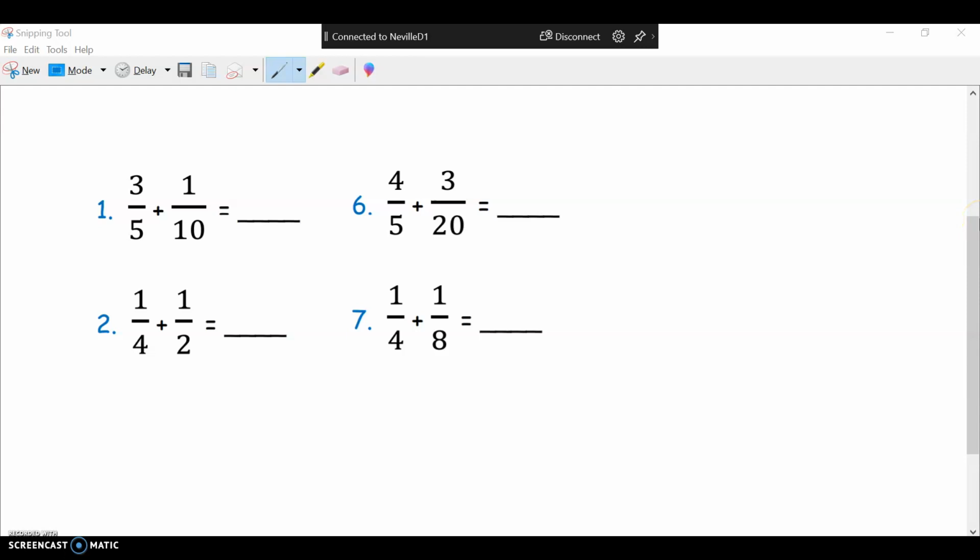All right, so our bell ringer for today is going to be to solve these four tasks where we're adding fractions with unlike denominators. You'll notice that us being able to find the GCF or LCM is going to help us to solve these tasks. So if you would, in your notebook, write down these four tasks.